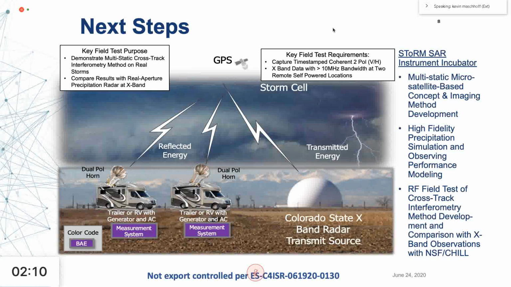Our approach to doing ground-based validation is to leverage the powerful precipitation radar currently in place in Fort Collins, or just south and east of Fort Collins in Colorado. This is the CHILL facility whose radome is shown in the lower right. And our approach will then implement spatially separated receivers, time synchronized using the GPS system. And we will be comparing the results of our observations with the results of a real aperture precipitation radar operated at X-band using the same waveforms that we'll be using. And we'll be developing and verifying the technique using that reference. That actually concludes the presentation.